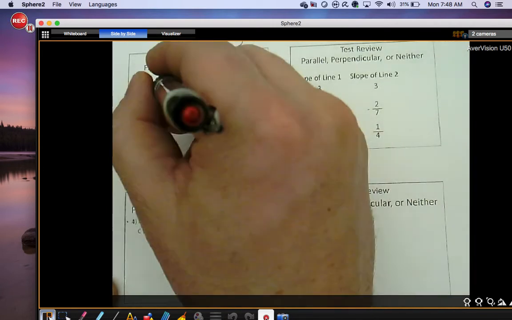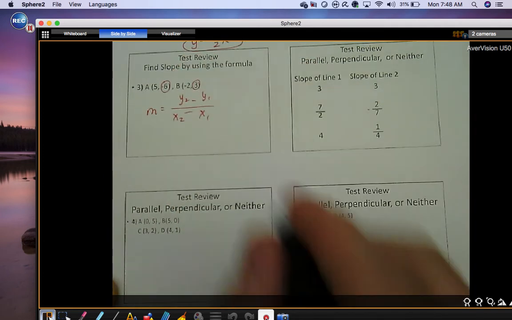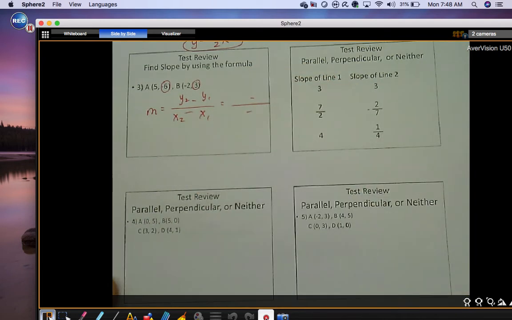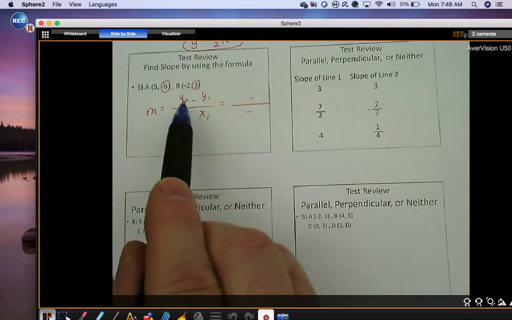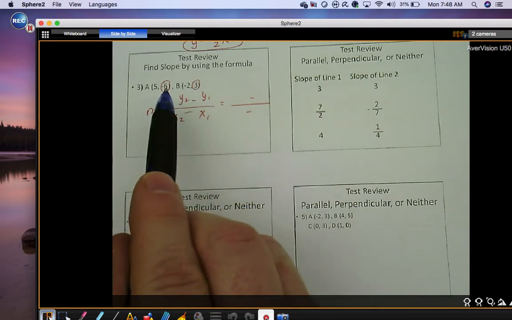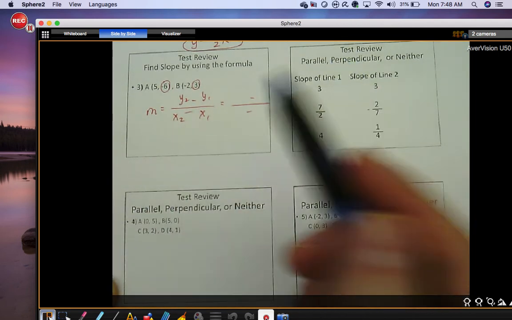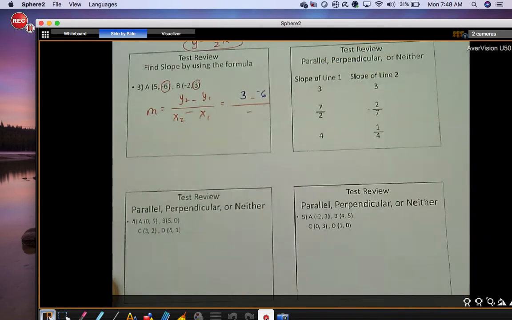The y values live there. So we're going to subtract our y's. It says do y sub 2 minus y sub 1, but if you wanted to do it in this order, you could as well, as long as you do the x's in the same order. So we'll do 3 minus negative 6.